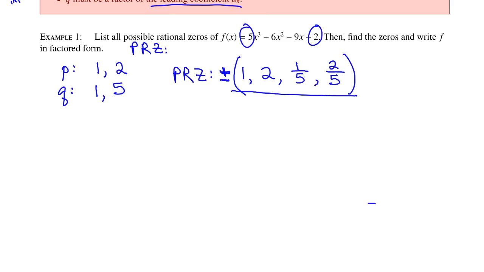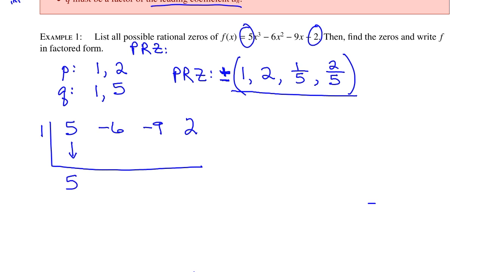So what we do is we just test it, and I'm going to start with number 1. And we're going to do synthetic division on the polynomial. So it's 5, negative 6, negative 9, and positive 2. And if 1 is a rational 0 of f, then we should be able to do the synthetic division and get a remainder of 0. So let's do the synthetic division.